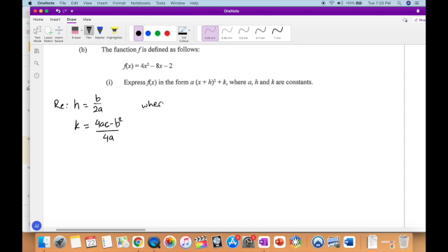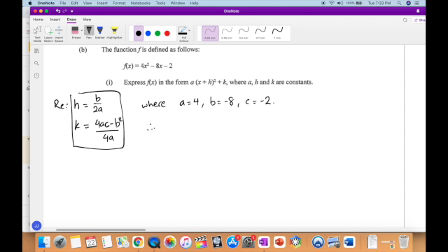Where, remember, this is A, this is B, and this is C. So I'll just make a note of that. A is 4, B is negative 8, C is negative 2. So once you remember these two formulas, and trust me, there are many other ways to do completing the square. You can actually do it with a diagram too, but trust me, once you know these two formulas, you'll just save a lot of time, right?